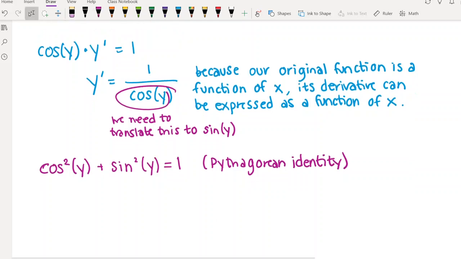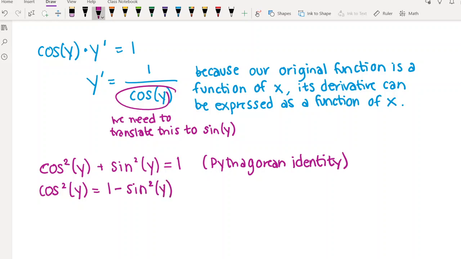Because how can we use this? Well, if we're trying to translate cosine into sines, if we can solve this for cosine, that will give us cosine in terms of sine. So if we subtract sine squared of y from both sides, we're left with cosine squared of y is equal to 1 minus sine squared of y. And so that tells us that cosine of y is equal to, actually, sorry, there's one thing that we need to put here. It's equal to plus or minus the square root of 1 minus sine squared y.